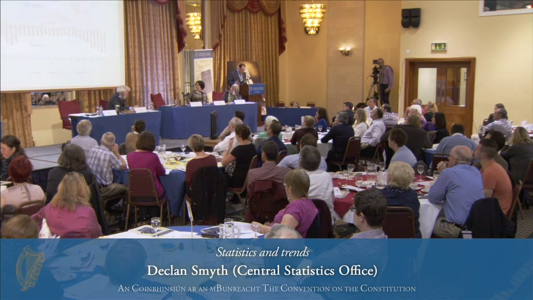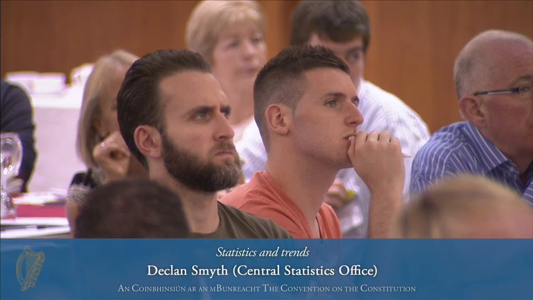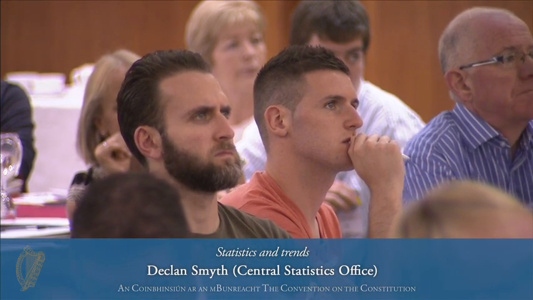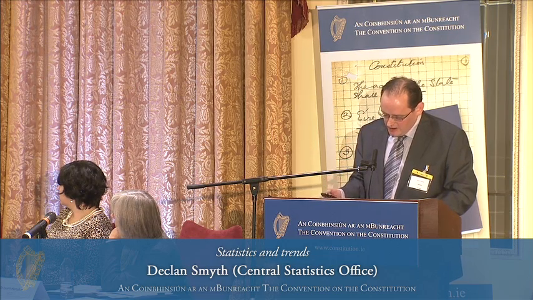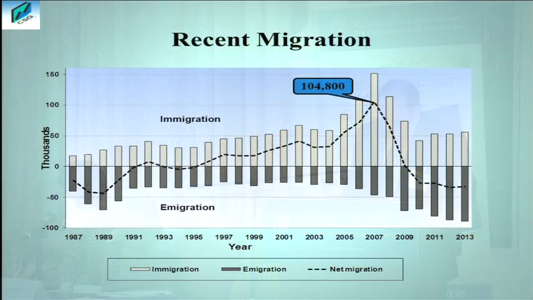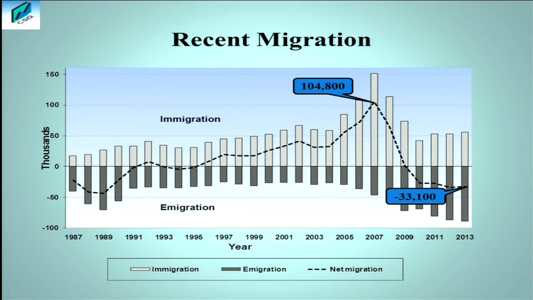Now, this graph shows net migration broken down by emigration and immigration from 1987 to present. This shows that the net outward migration experienced in the 1980s, the strong net inward migration during the late 90s and the last decade, and then the net outward migration again from 2009. The recent change from net inward to net outward migration has been dramatic, as we've gone from a peak estimated net inward migration of 104,800 in 2007 to the current net outward migration of minus 33,100 in 2013.